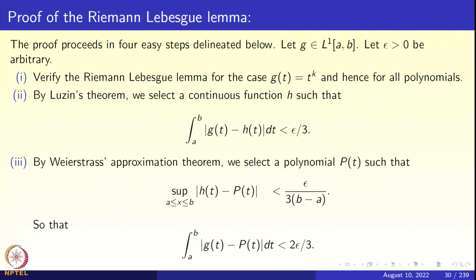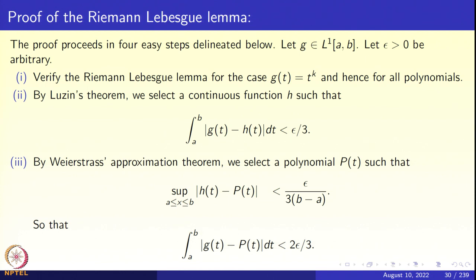So let us do the following. Let us take a simple example. Take g of t to be 1, the constant function 1. Integrate the constant function 1 times sin nt from a to b. You can integrate sin nt from a to b. You get minus cos nt upon n. Put the limits a to b, and in the denominator you picked up an n, and that goes to 0 as n tends to infinity. So we have already checked it when g is a constant function.